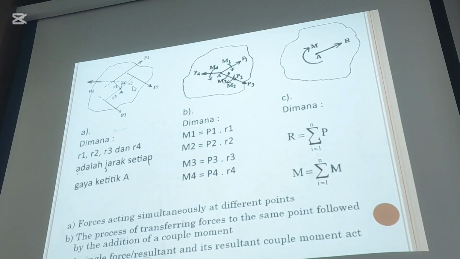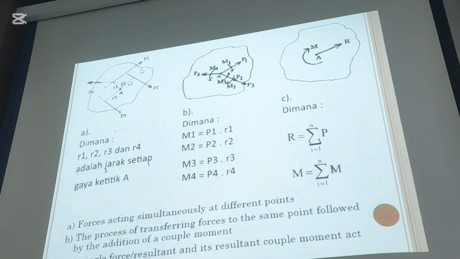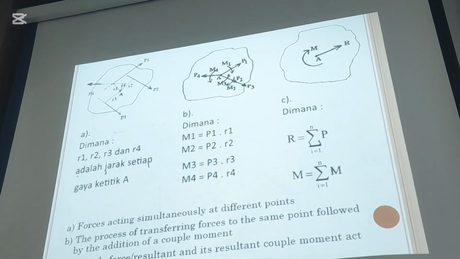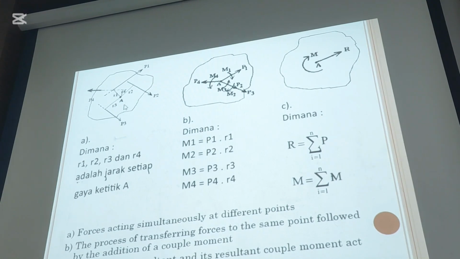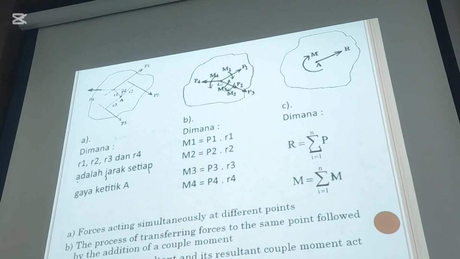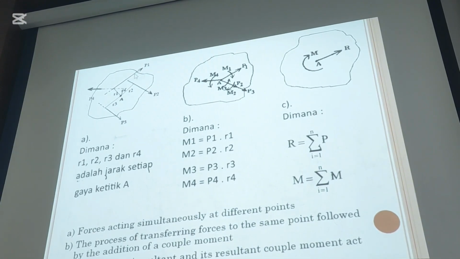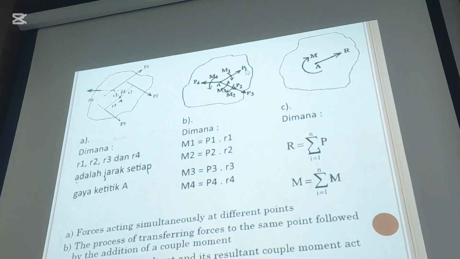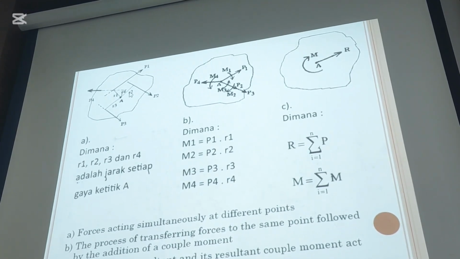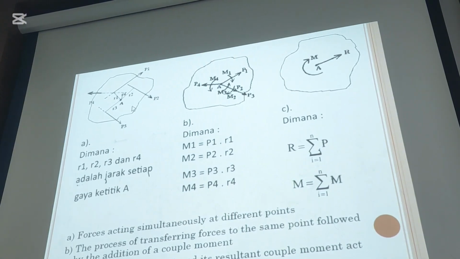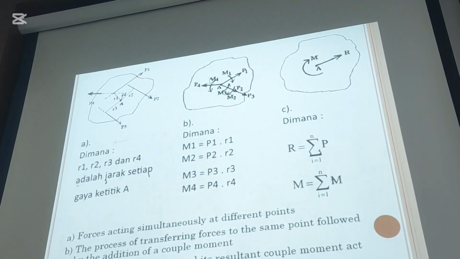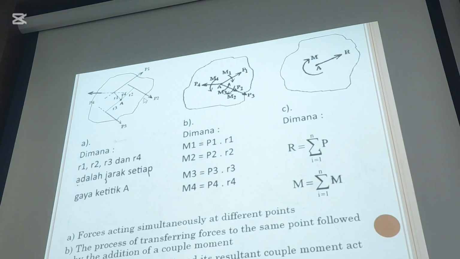This is the arm. R1, R2, R3 are the arms of the forces. In this case, we move P1, P2, P3, which are everywhere in this shape, to point A. So when we move, for example, P1 from here to point A, we have this. But since P1 has a rotation effect, which is clockwise at point A, we add this M. M1 we can call it. The other one also as well.